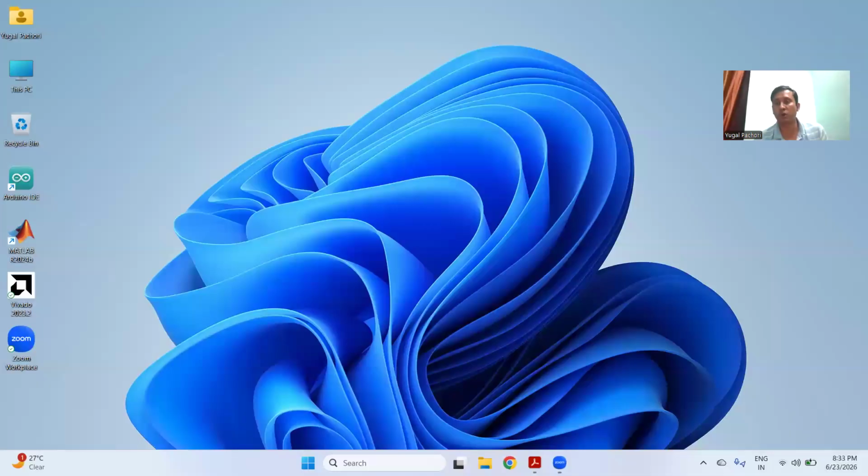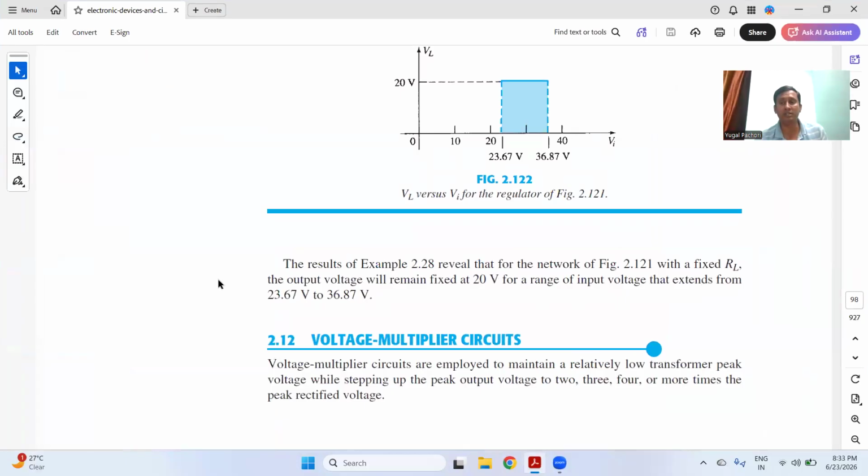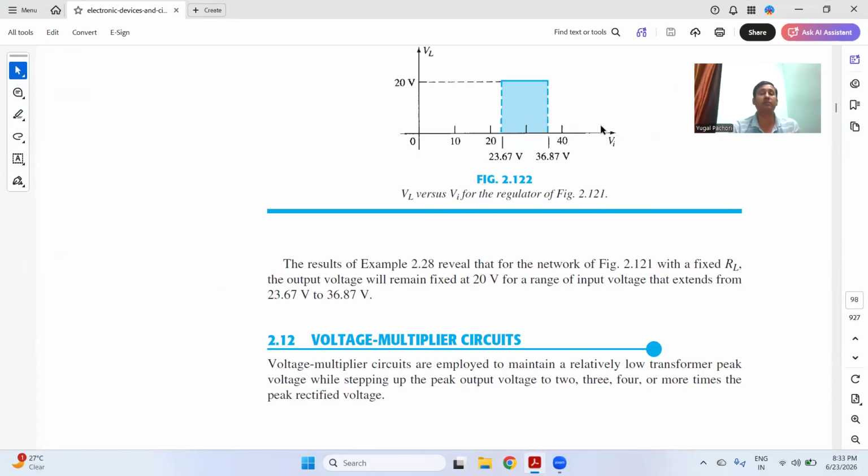So let's continue our discussion. We were discussing, let me share my screen with you. Now my screen is shared. We were discussing the Zener diode, resistance, capacitance, clipper, clamper, rectifier, and these circuits in the previous videos. But now we are discussing an important circuit known as the voltage multiplier circuit.